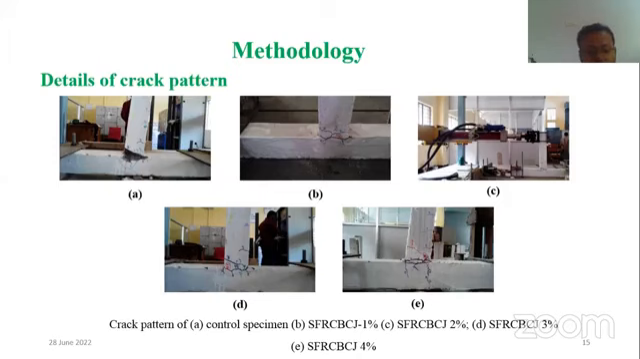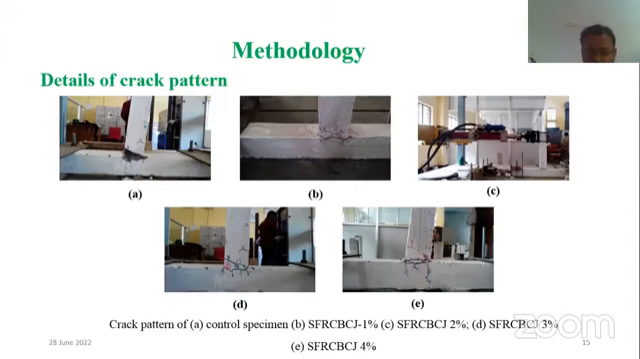So we can see in figures A, B, C, D, E, the specimens and how they are cracked after applying the load. Here we can see the steel fiber reinforced concrete beam column joint. In the first figure, figure A, it is the control specimen where no fibers are mixed with the concrete. Next, figure B, 1% steel fiber is used. In figures C, D, and E, 2%, 3%, and 4% steel fiber has been incorporated.